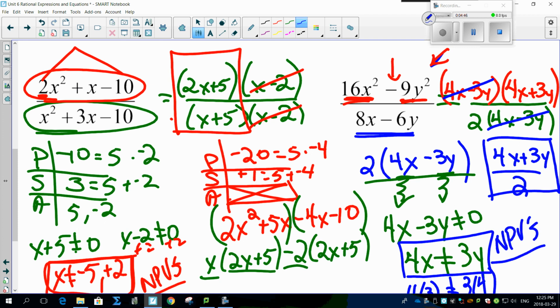Okay? So that's how you do questions like this. As we get better and better at this, questions, of course, are going to get a little bit more complicated. But really, if you know your factoring, it's not that tough. See?